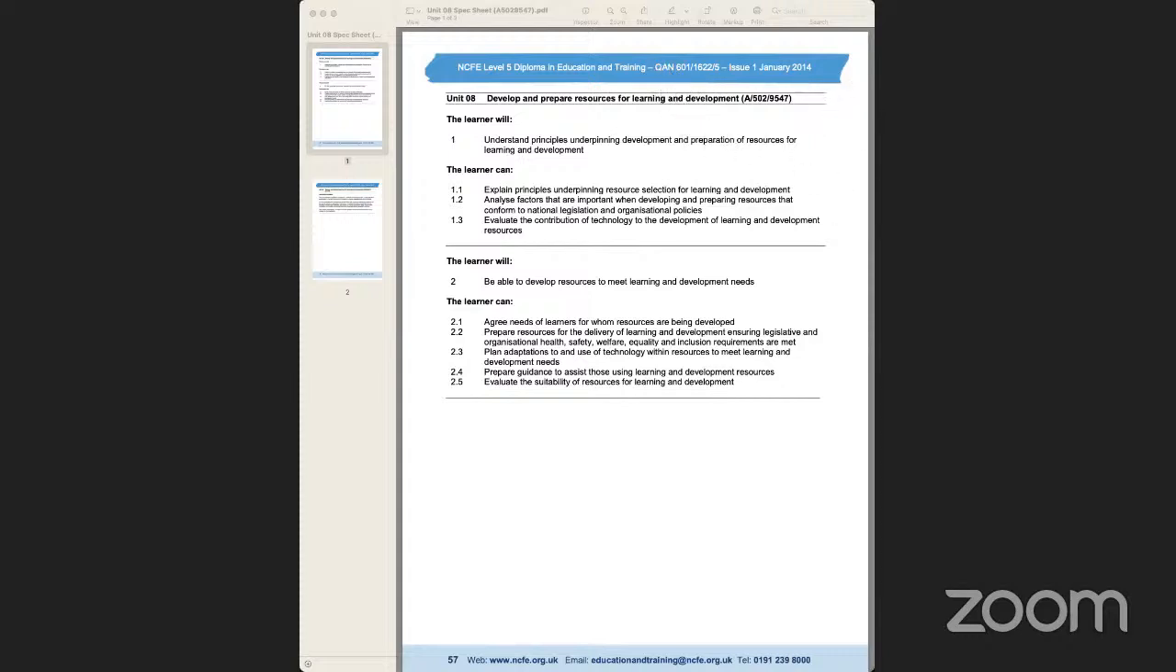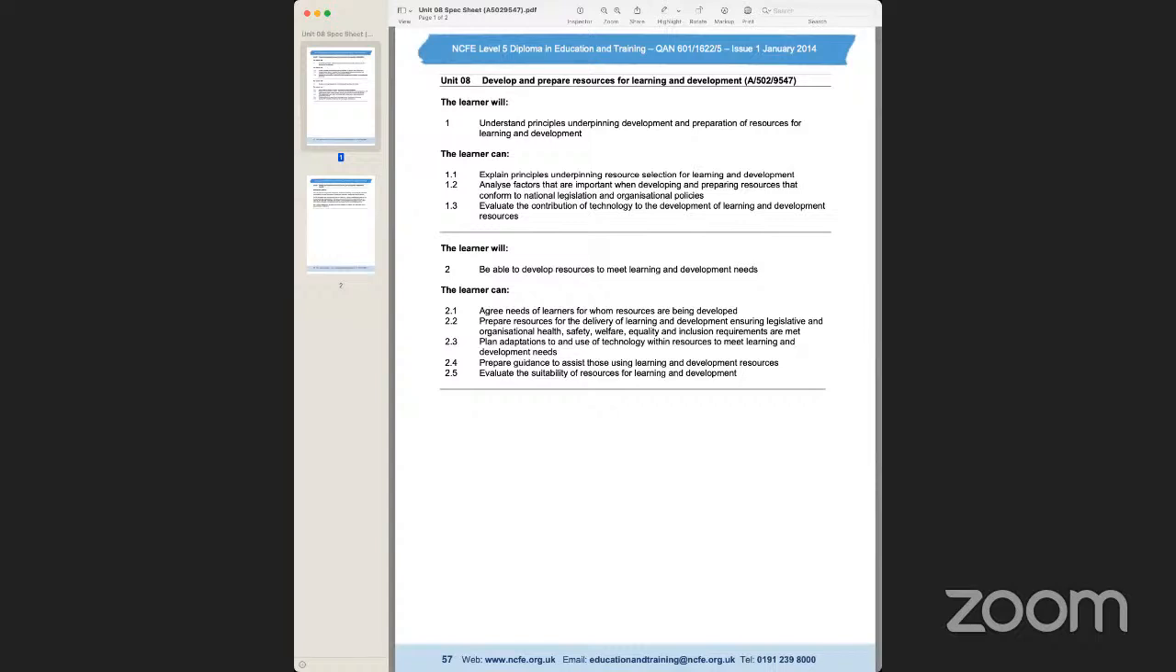Hi, good afternoon, everybody, and thanks for joining the session today. We're going to be looking at starting this new unit, which is Unit 8. This particular unit is primarily going to help us understand how we develop and prepare resources for learning and development.